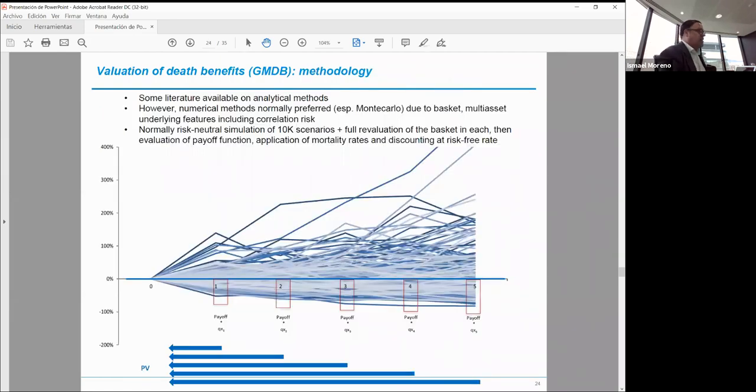Now, this is a graphical example of what we did. We built ourselves a Monte Carlo model with 10,000 scenarios, with full revaluation of each one of the 3 underlying portfolios in each, and then we applied the payoff function, as you would do if you want to Monte Carlo value every option you could imagine, particularly if, as is the case, it is an exotic option.